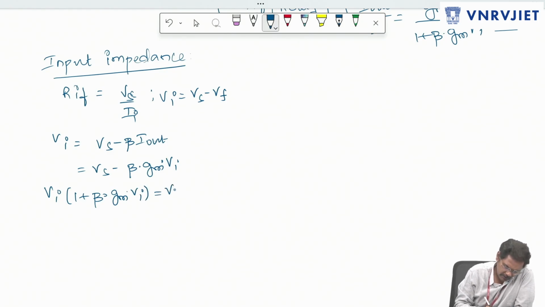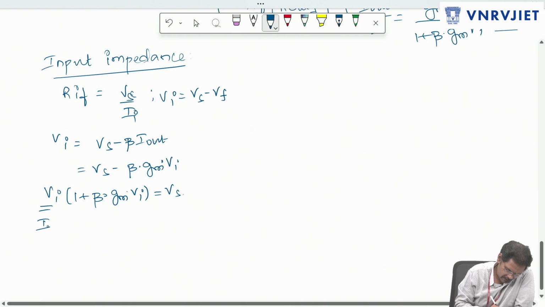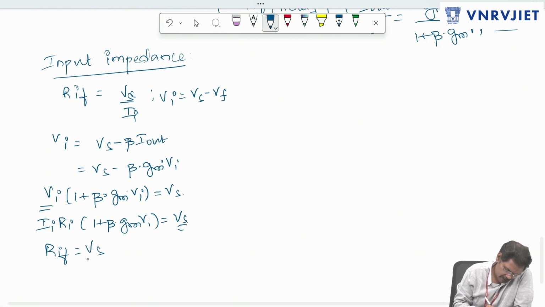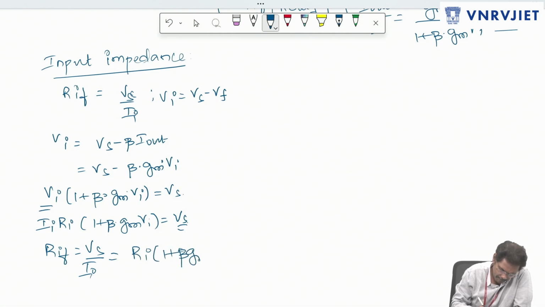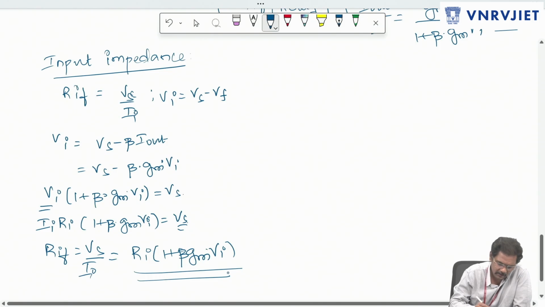So that's going to be like a Vs. So instead of Vi, I'll write it as Ii into Ri into 1 plus beta times Gm Vi. That's equal to Vs. Now what I need is RIF. RIF value is like this: Vs divided by, I'll take it as Ii. So what is left out is Ri times 1 plus beta Gm into Vi, right? So if we check this, the input impedance has increased, right?